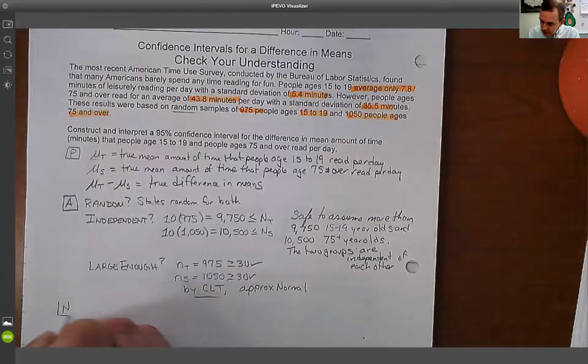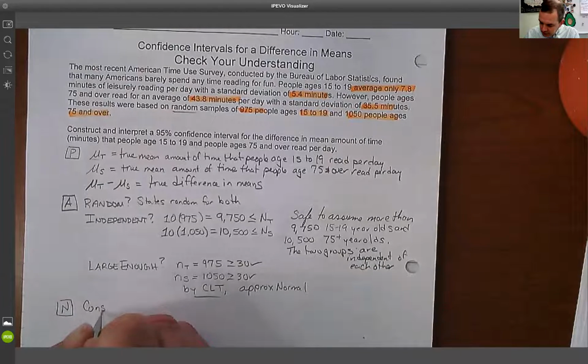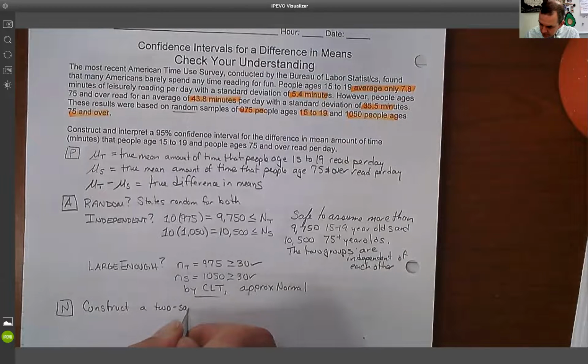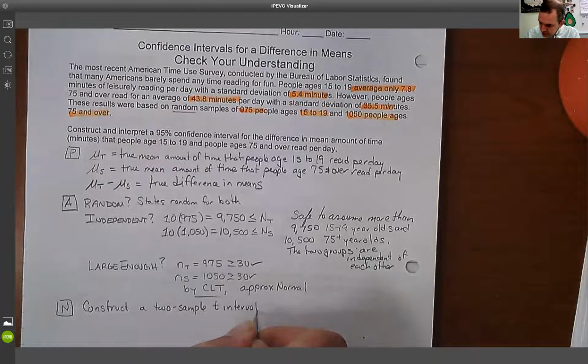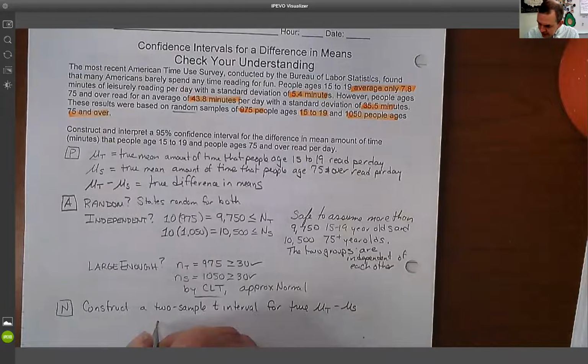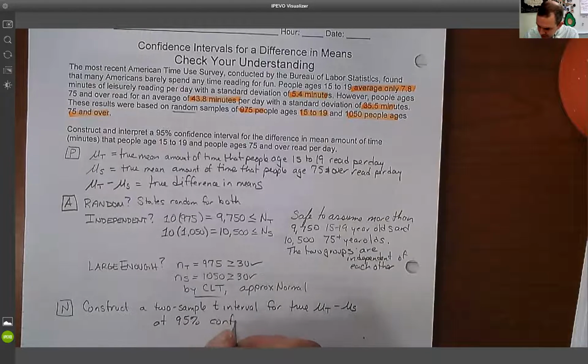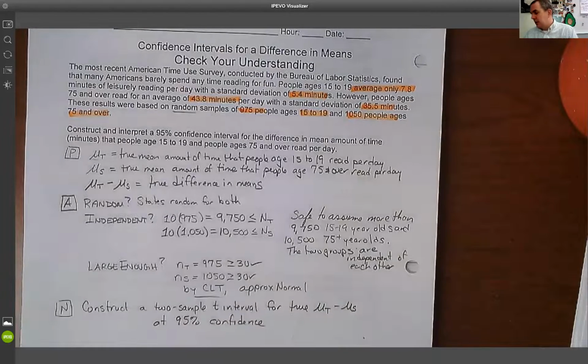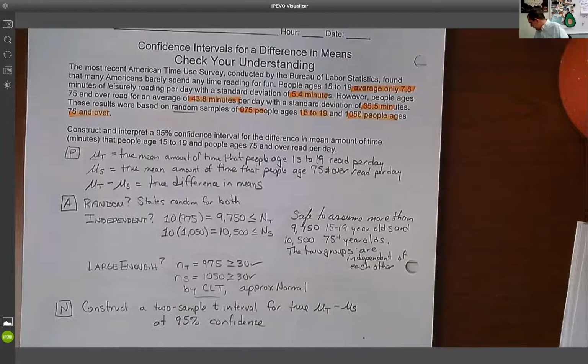So now we're going to construct a 2-sample T interval for true mu T minus mu S at 95% confidence. And here's where I'm going to grab the formula sheet.